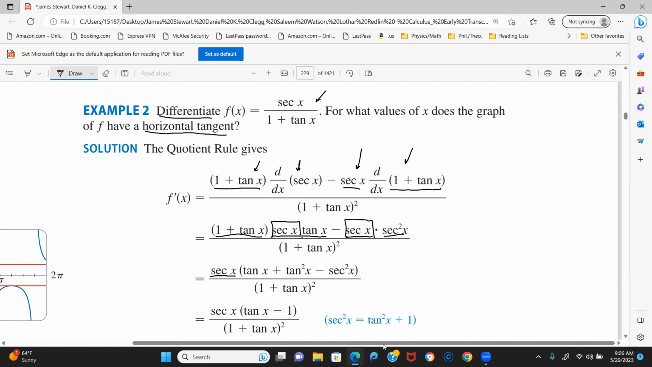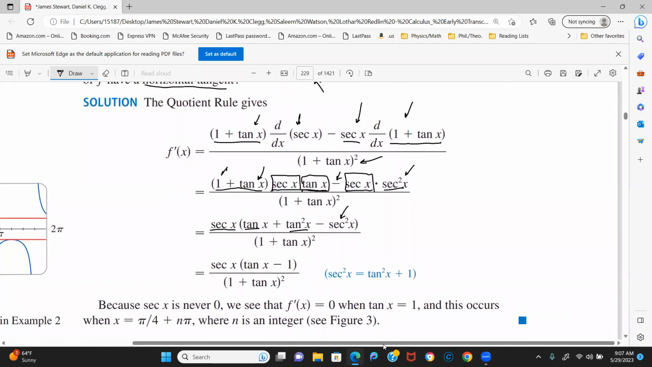So we have this tangent right here that distributes to this tangent and then this one. So we have tangent x squared, and then finally minus the secant right here. That's what happens when you factor out that secant x and simplify the numerator. And in the denominator, remember you square the denominator of this thing right here.